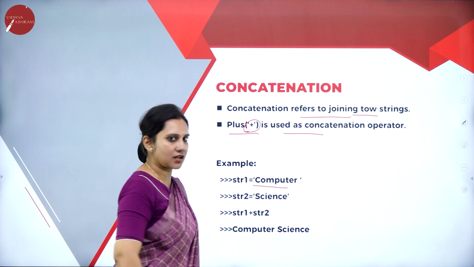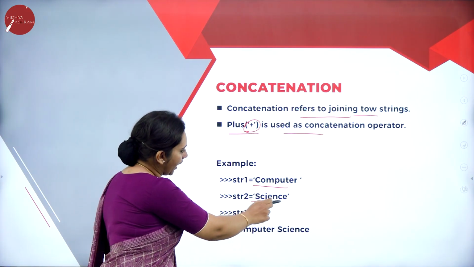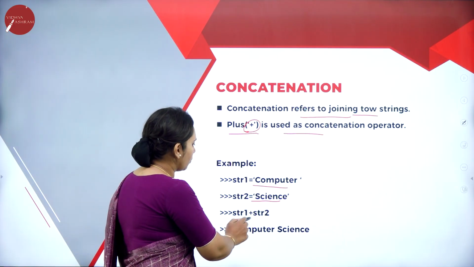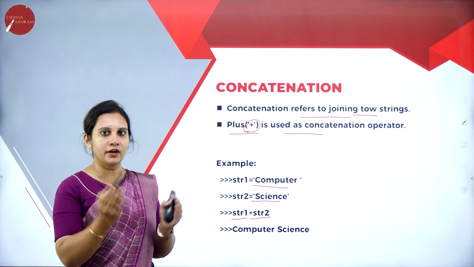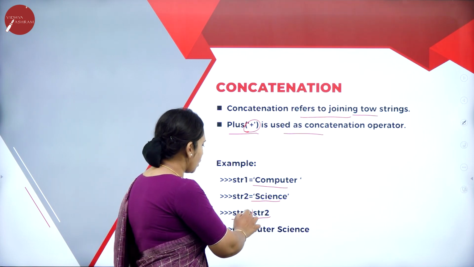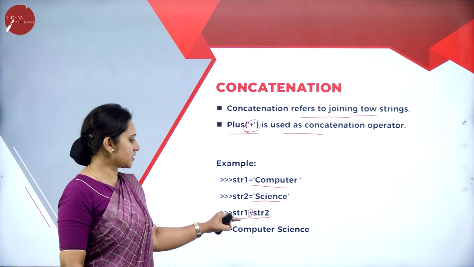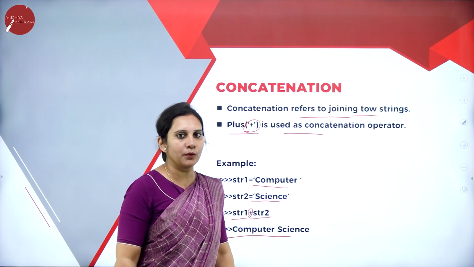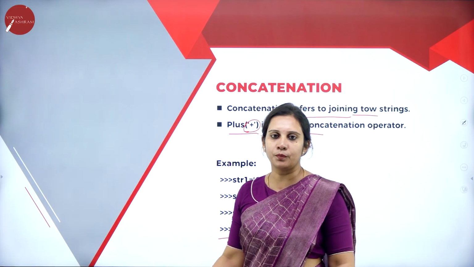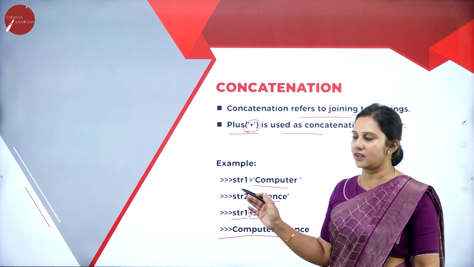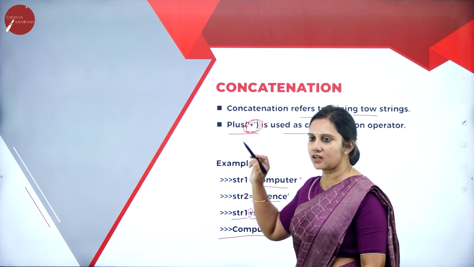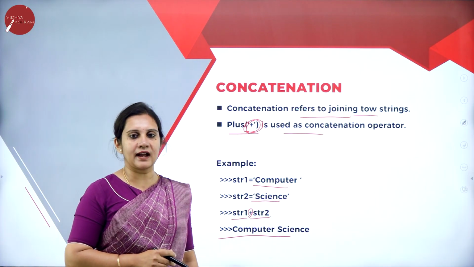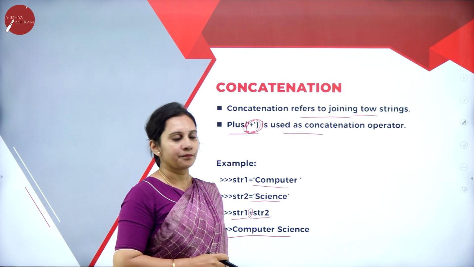str1 I have taken as computer and str2 I have taken as science, which is in the single quotes. So str1 and str2 I need to join together. So using a plus operator here, that is str1 plus str2. So the output I get is computer science when I join these two strings using the plus operator. So this is about the concatenation operation.